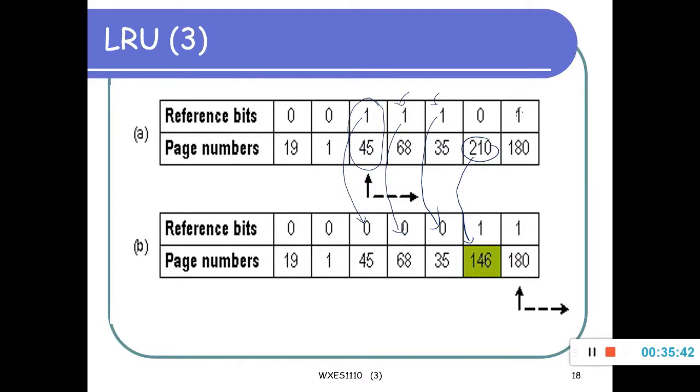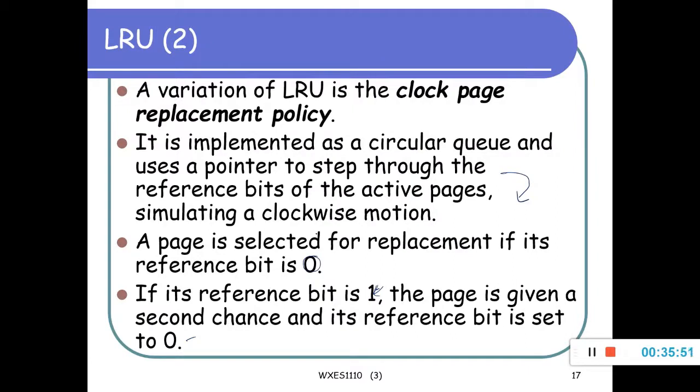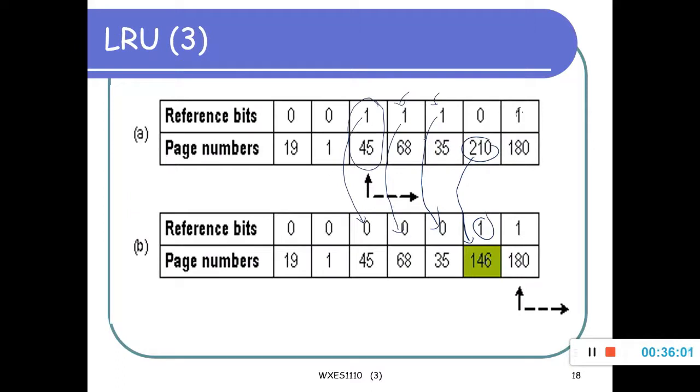So when page 146 is swapped in, the reference bit will change from 0 to 1, according to this. If the page's reference bit is 0, change it to 1. If the reference bit is 1, the page is given a second chance and the reference bit is set to 0, so it's not replaced until the reference bit is 0. Then you replace it with the new page.